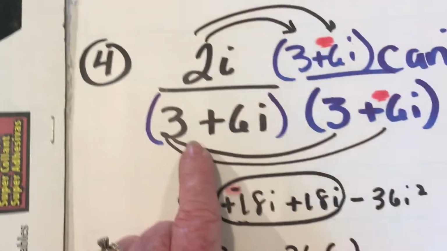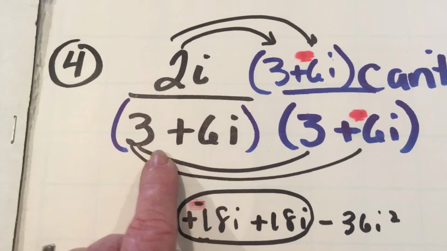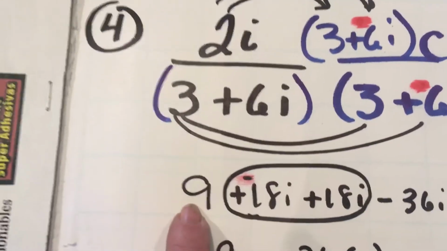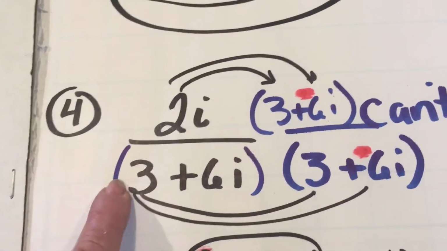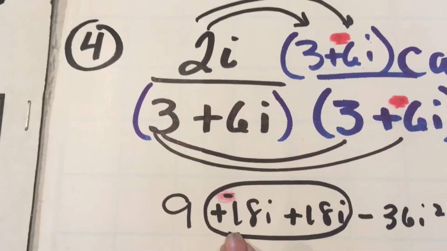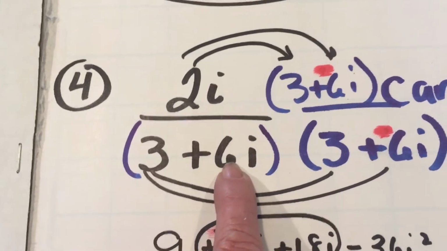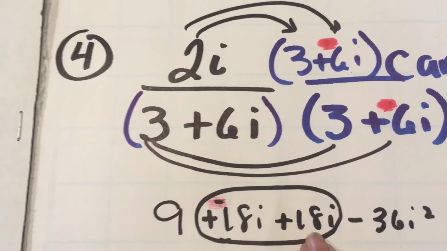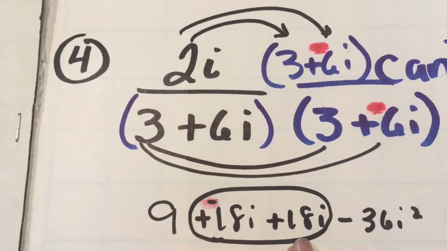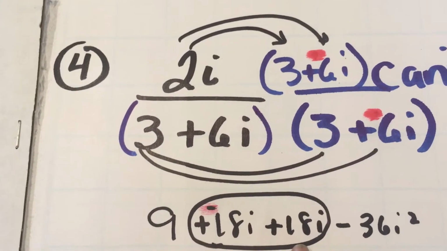For the denominator, when you multiply by a complex conjugate, you're going to use FOIL. 3 times 3 gives you 9. 3 times negative 6i gives you negative 18i. 6i times 3 gives you positive 18i. I've circled those because they're going to zero one another out. That's going to get rid of your i's in your denominator.